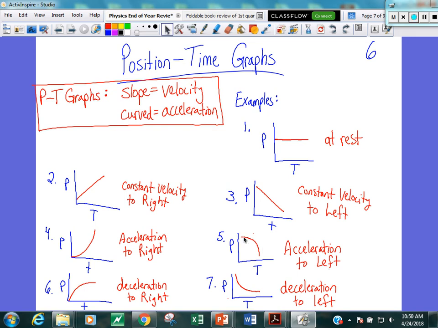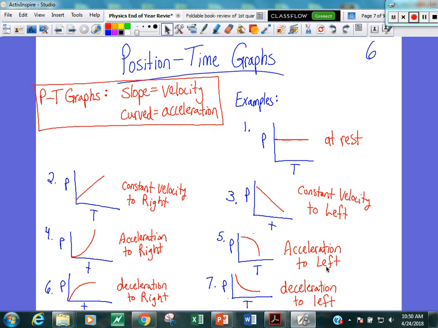At the very beginning, the slope is almost horizontal, so that tells us that this has a velocity of almost 0 right here. But as time goes on, the slope becomes more severe, so it's speeding up. So it's going slow right here and then speeding up as time goes on. So this is accelerating to the left.